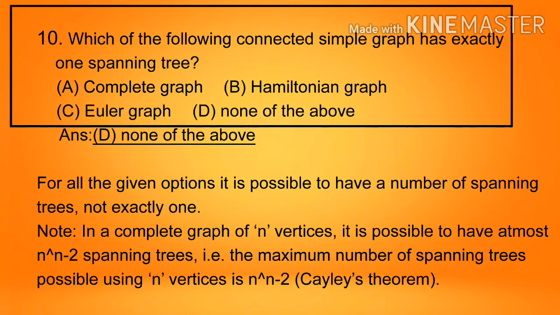Question number 10. Which of the following connected simple graph has exactly one spanning tree? Option A, complete graph. Option B, Hamiltonian graph.